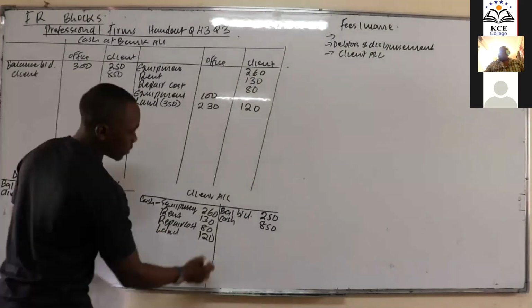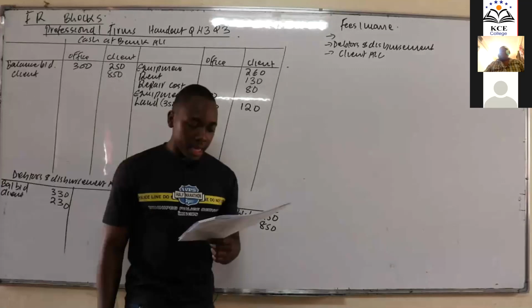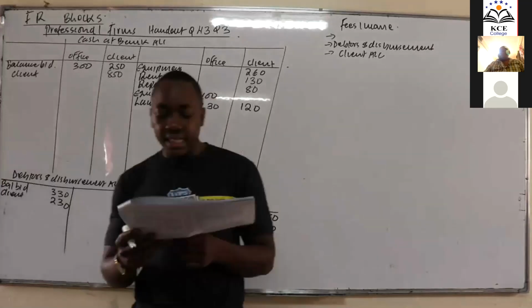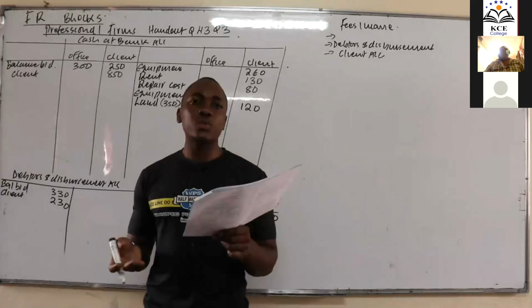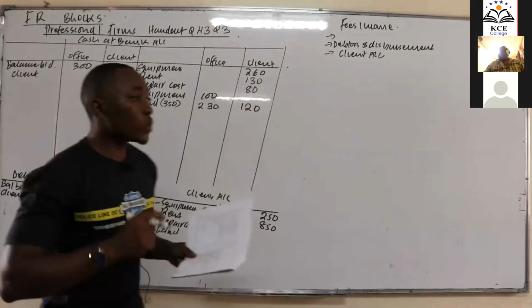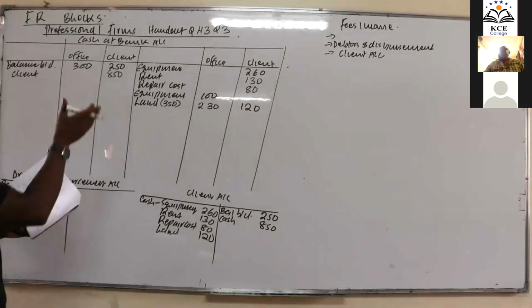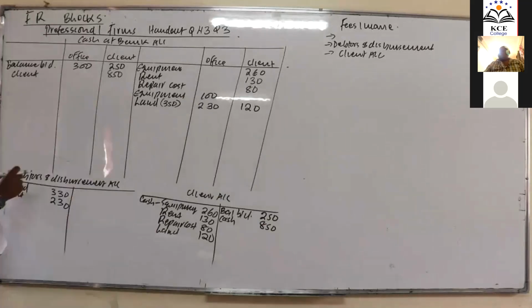Number 5, charge client 1050 for the services rendered during the year. So that's what we call the fees income, and that's what we charge the client. So we charge them, but we never receive. So that one will not affect our cash at the bank. Okay? So it will increase your debtors. So we had fees income, and we charge 1050,000. So you debit the debtors account, you credit the income statement.